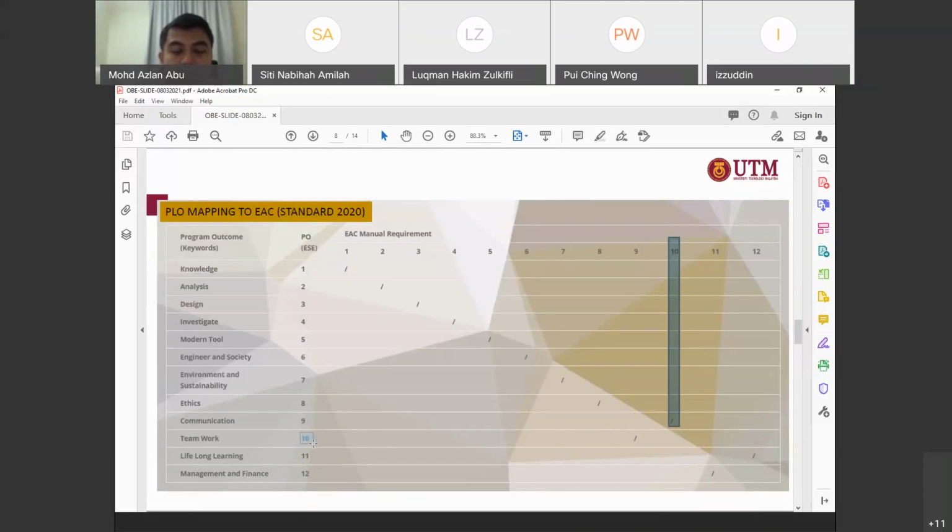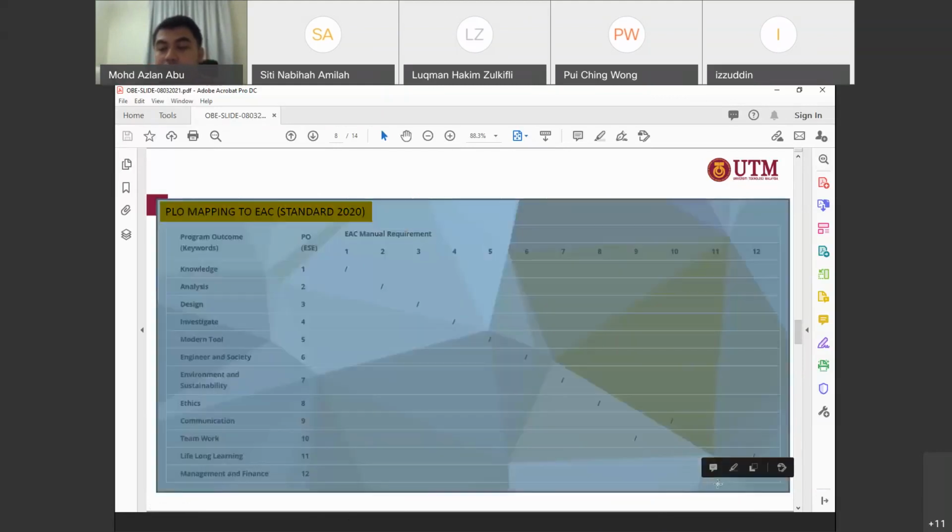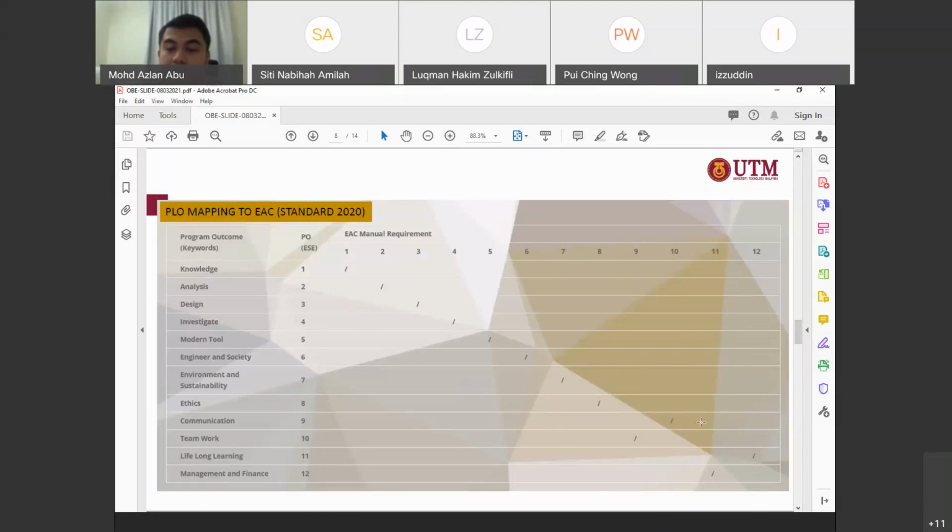PO10 of UTM, which is teamwork, is mapped into PO9 of EAC. It's like a swap of PO9 and 10 with UTM. PO11 and 12 are also the same, where PO11 is mapped with PO12 EAC and PO12 UTM is mapped into PO11 of EAC. Swap, same like 9 and 10 swap. So 11 and 12 UTM is mapped into 11 and 12 EAC.